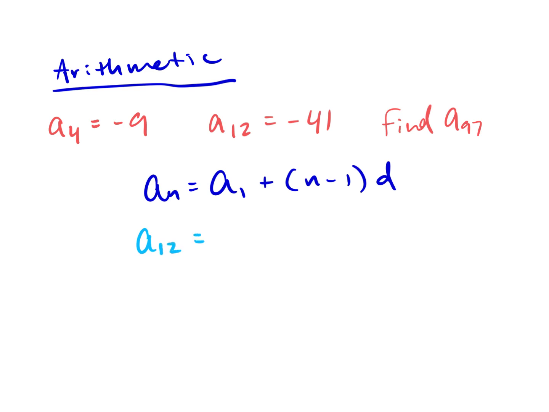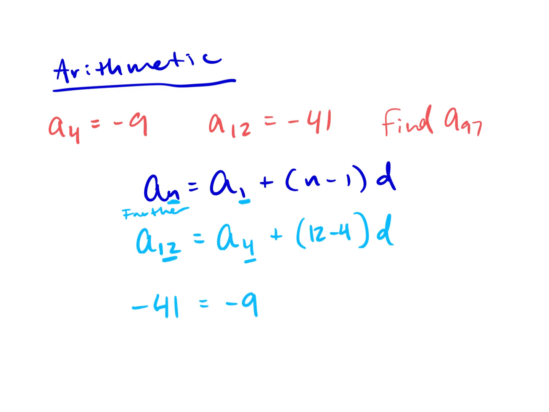Why a sub 12 first? Because it's farther away. We start with the one that's farther from the first term. So a sub 12 is equal to a sub 4 plus what? 12 minus 4. So instead of using n minus 1, we're using 12 minus 4 here. Times d. So I know what a sub 12 is. That's negative 41. And a sub 4 is negative 9. Plus 8 times d.